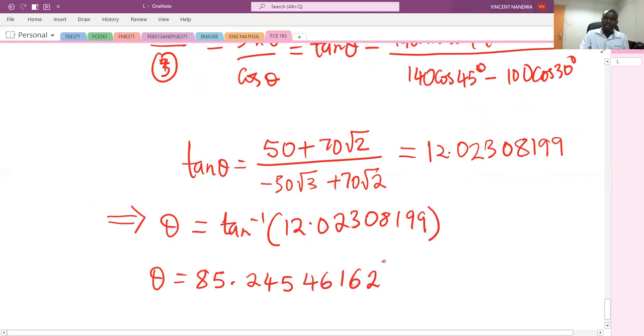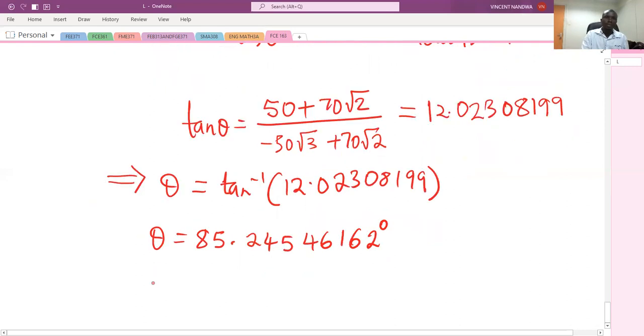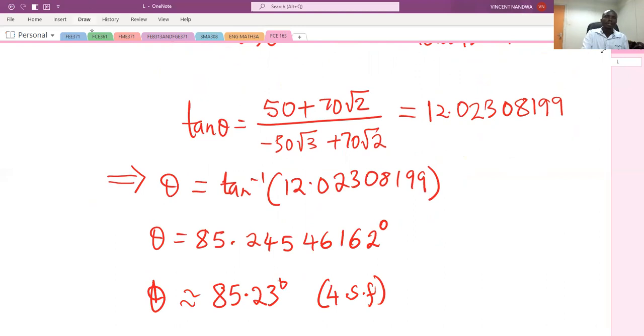Tan inverse of that answer is 85.24546162 degrees, roughly 85.23 degrees to 4 significant figures. So that's what theta is.